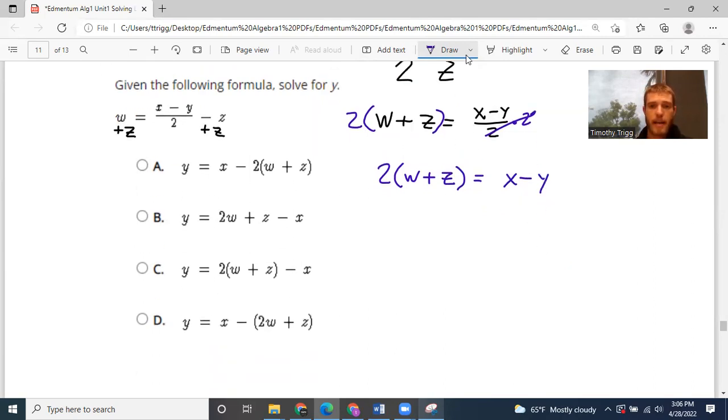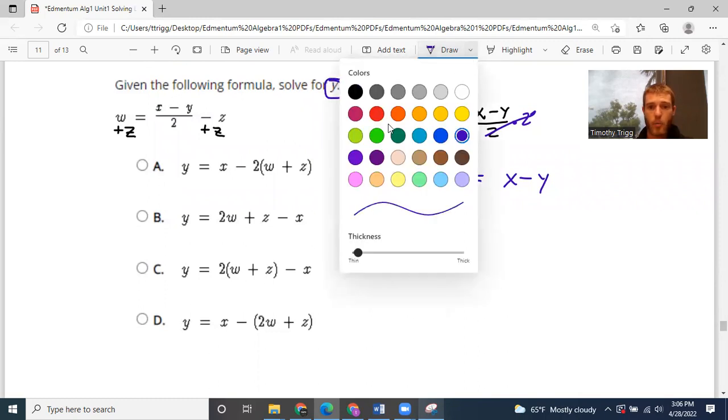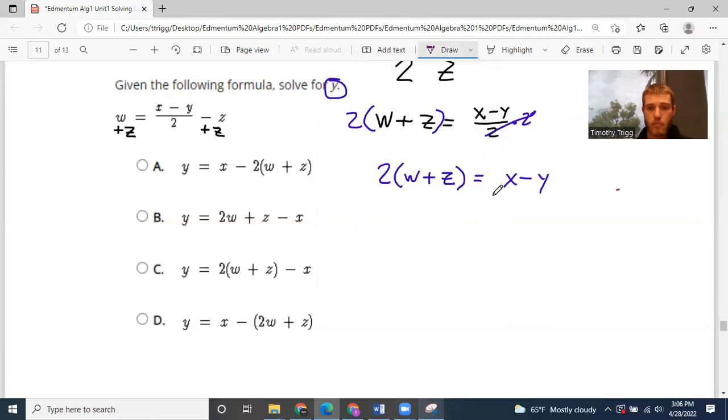Okay. To get y by itself, we're trying to get y by itself. We're going to go ahead and subtract x, canceling this. This gives you 2(w plus z) minus x equals negative y. Now keep in mind, this is a negative y, which means I need to get rid of that negative also.